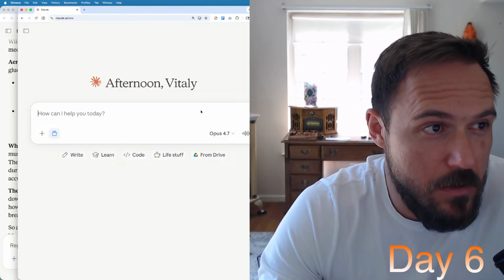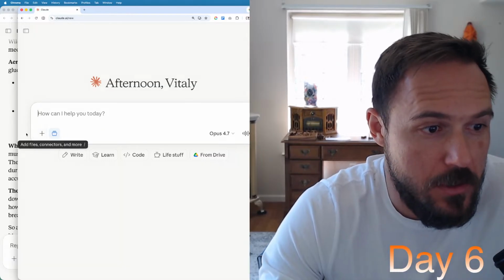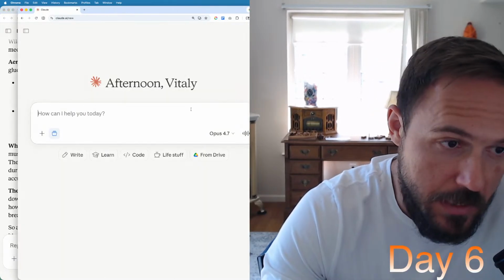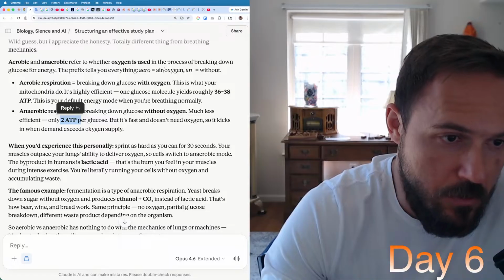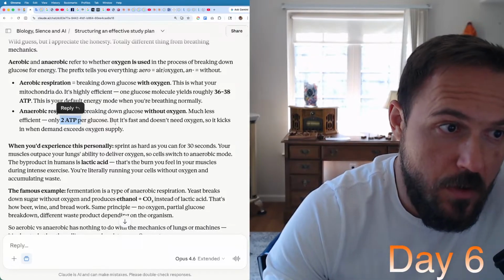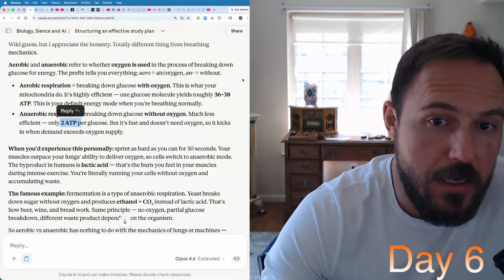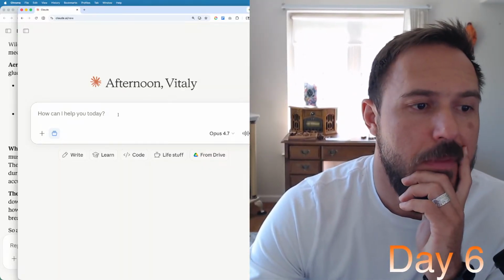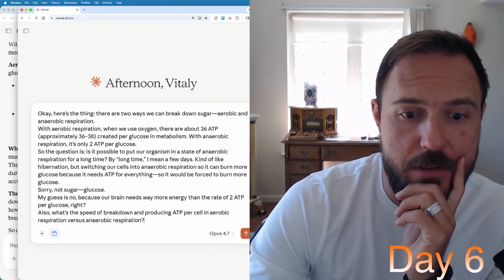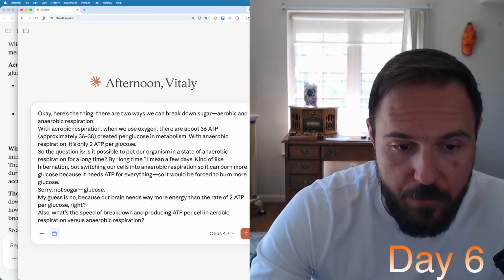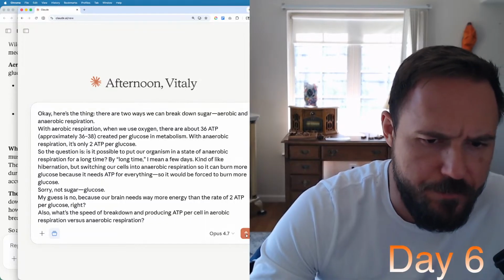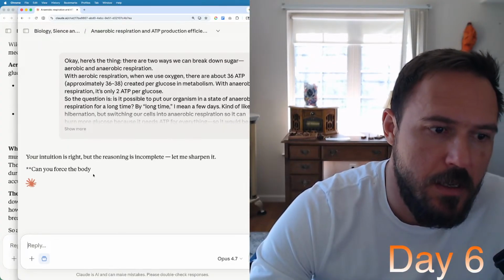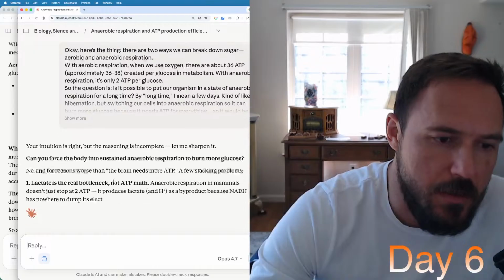My guess is no, because our brain needs way more energy than 2 ATPs per glucose. What's the speed of breakdown and producing ATP per cell on aerobic respiration versus anaerobic respiration? I think our consumption probably needs something like 50,000 ATPs per second, maybe even way more. But anaerobic can produce only like half of it.